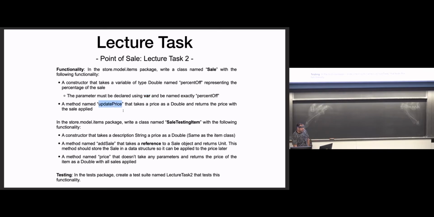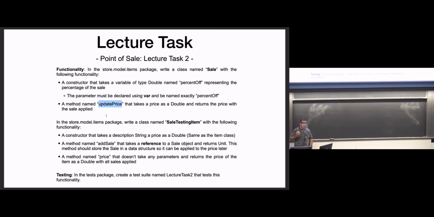And then a method named update price, which takes a double and returns that double with the sale applied. Let me back up a little bit. Update price is going to take the price of an item and then apply the sale to it. So if we have a %off of 20, that would be a sale of 20%. So if I get update price called on 100, I need to return 80 because I'm going to take that price and update it with the sale applied. So if I get update price of 100 and %off is currently 20, I'm going to apply that sale, do a little bit of arithmetic, and return 80 as the return value of that.